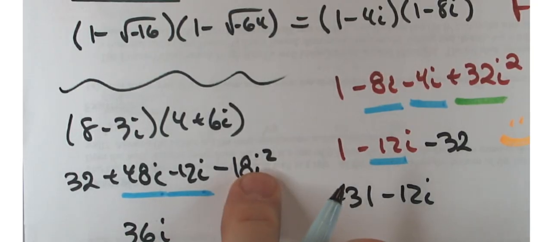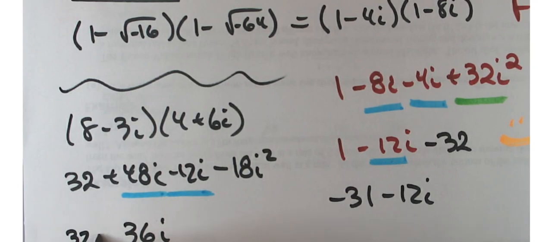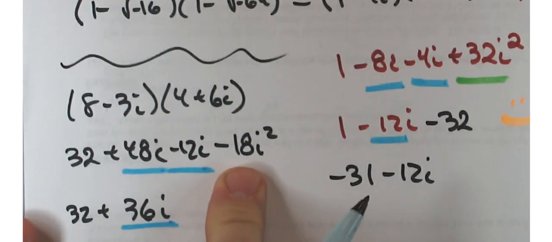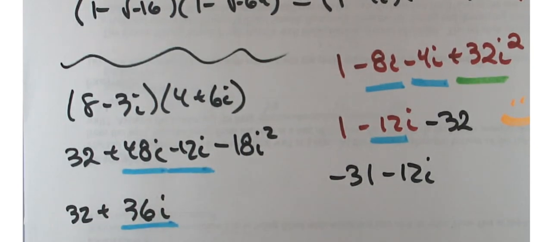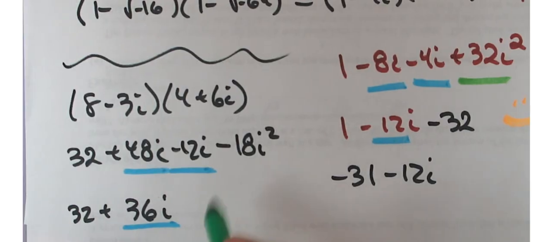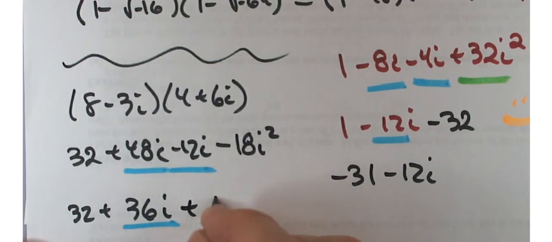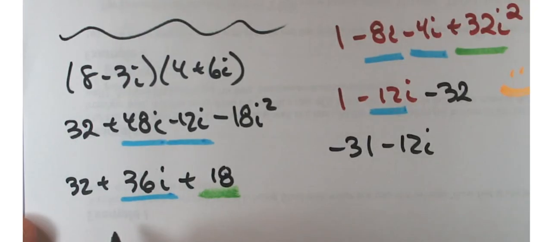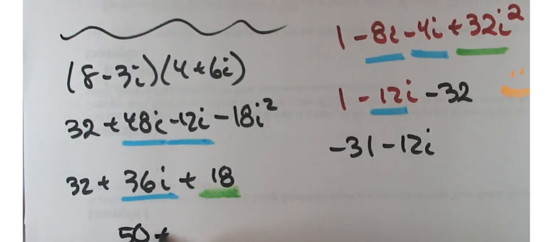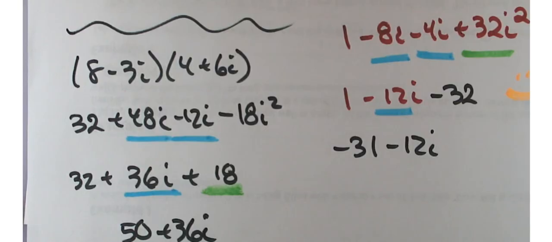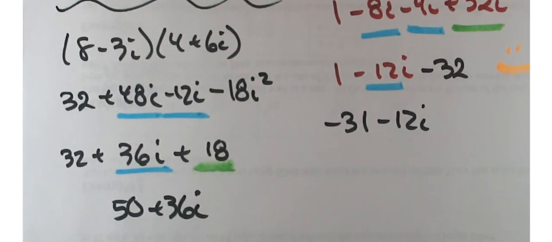Over here, I get some more simplification. What happens to the minus 18i squared? That becomes a plus 18. So I'll put that in here. And last but not least, plus 18 and 32 can combine. What's my final answer here? 50 plus 36i. Thank you so much. 50 plus 36i. Beautiful, beautiful.